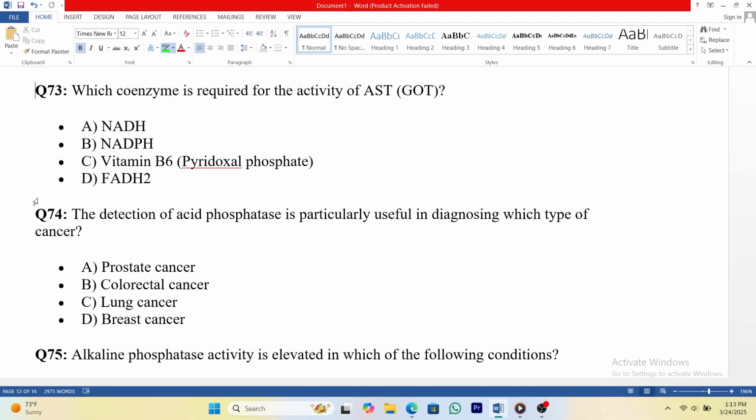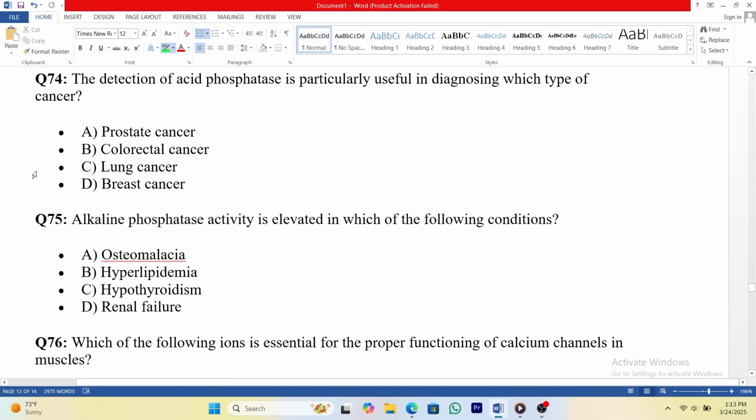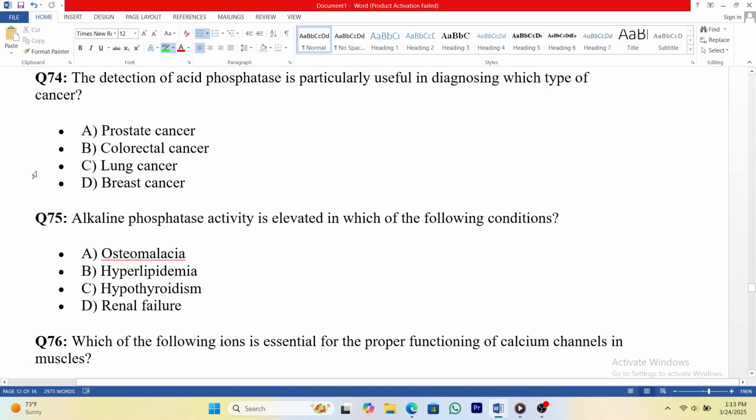A. NADH. B. NADP. C. Vitamin B6, pyridoxal phosphate. D. FADH2. Answer: C. 74. The detection of acid phosphatase is particularly useful in diagnosing which type of cancer?